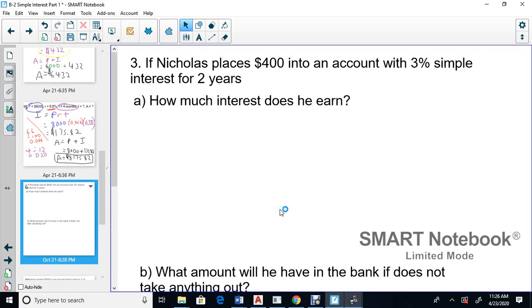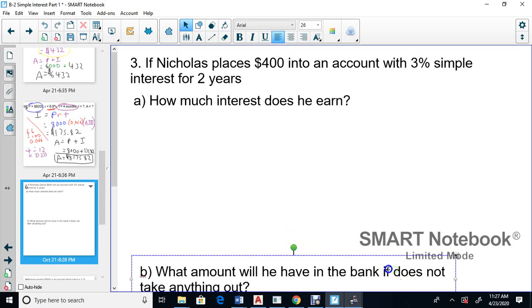So we're going to start off with our first word problem here. So let's read it. If Nicholas places $400 into an account with 3% simple interest for 2 years, A, how much interest does he earn? And B, what amount will he have in the bank if he does not take anything out? So in here it should be, if he does not take anything out.